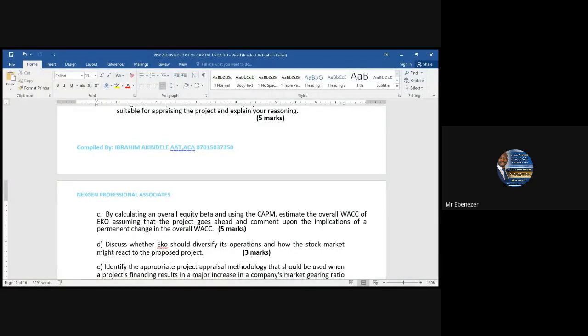All of this, we'll think about it together in class. We'll discuss it, right? To diversify its operation. Definitely the company wants to diversify. That's just it, right? Discuss whether ECO should diversify its operation. What will be your advice? And how the stock market might react to that.